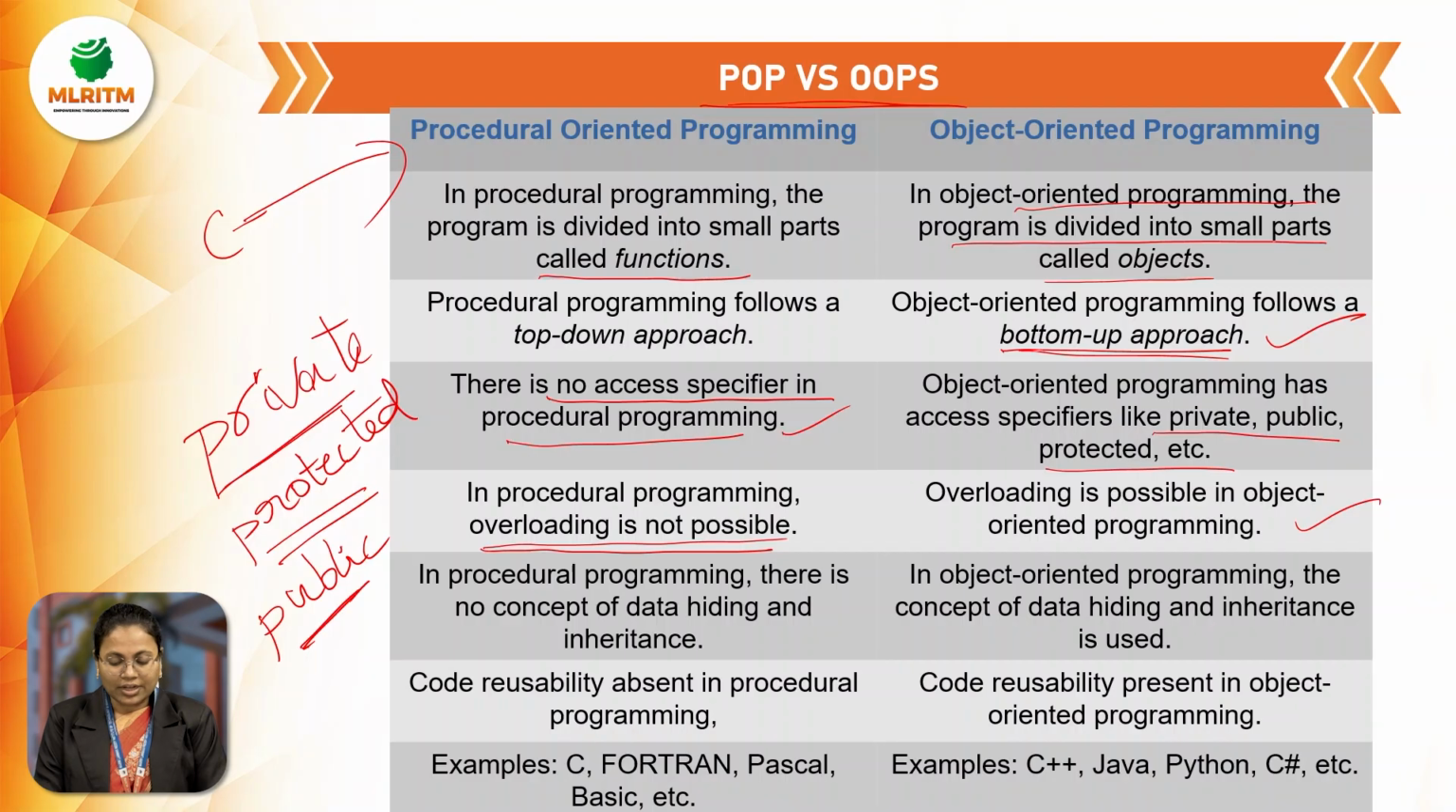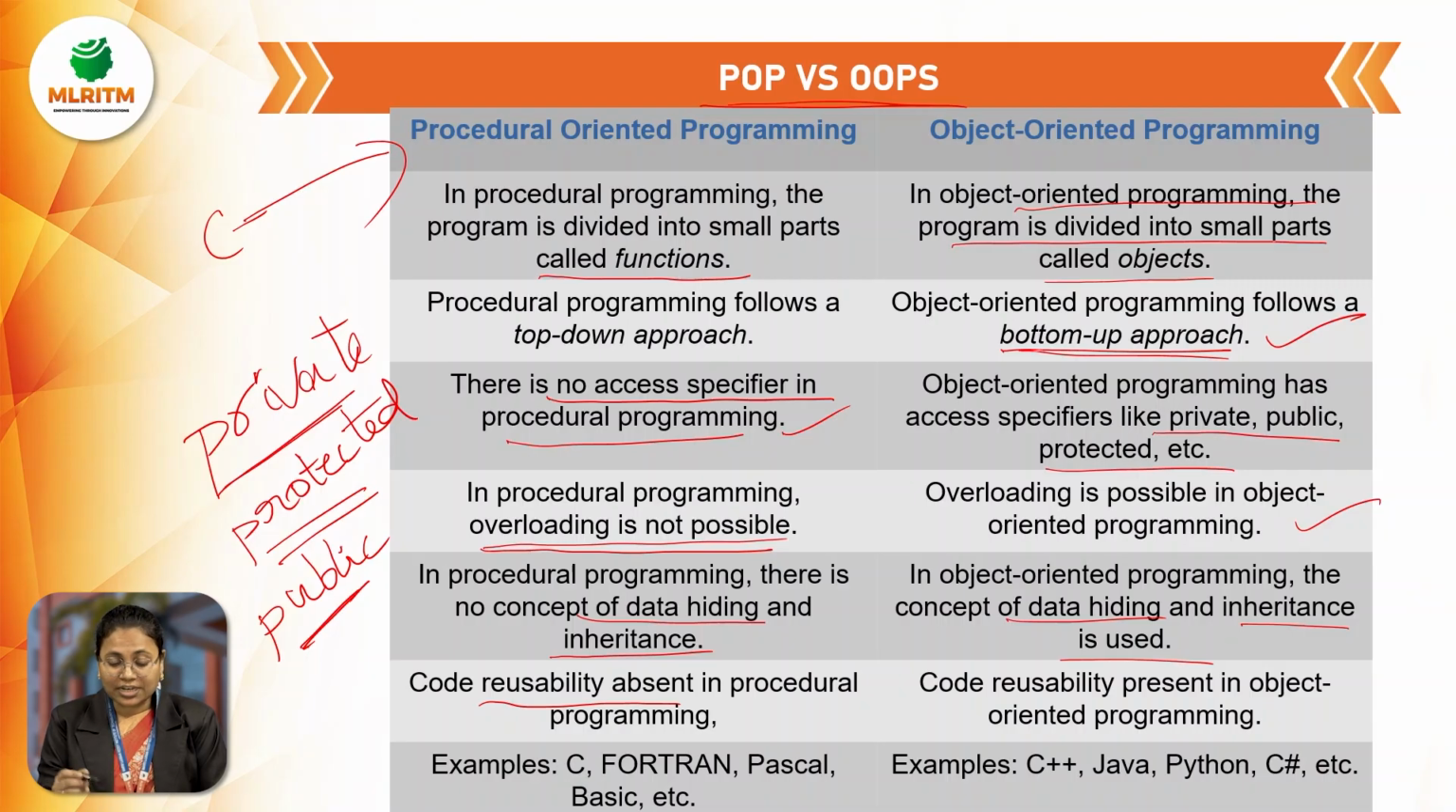Next, in the procedure-oriented programming language, there is no concept of data hiding and inheritance. But in object-oriented programming language, we have the concepts called data hiding and inheritance. With these concepts, we can provide security, keep access authorization, and also reuse the code of one class in another class with the help of the inheritance concept. This is one more strong feature present inside the object-oriented programming language. Next, as I said earlier, with this inheritance concept, we can reuse the code.